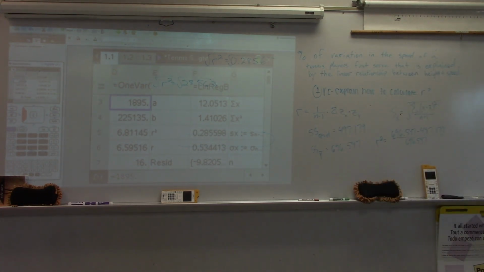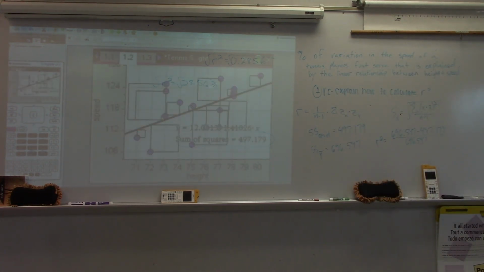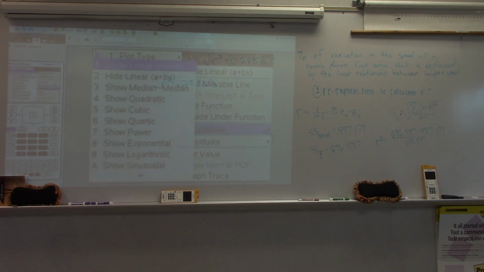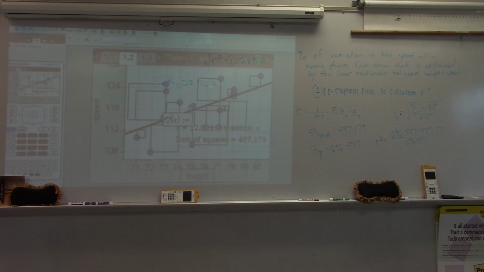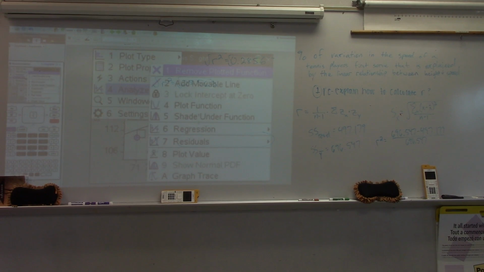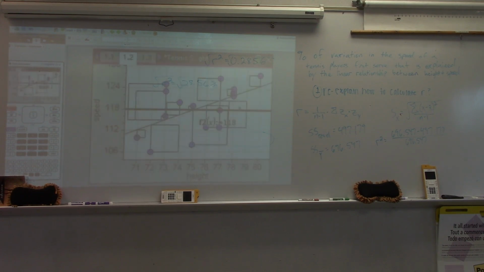Remember how there was all this spread? Not a regression. Equals 118. Let's see if that works. And then, if I show the residuals, oh, it's not going to let me do it for that. So what's the difference between the sum of squares and R squared?